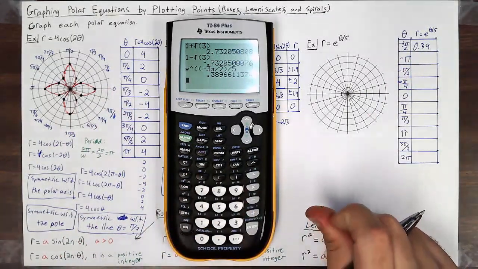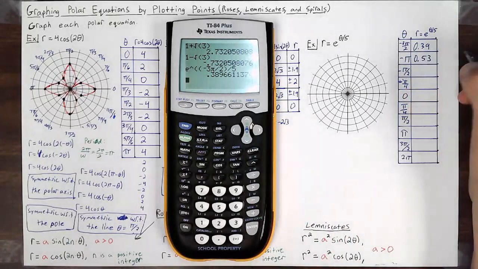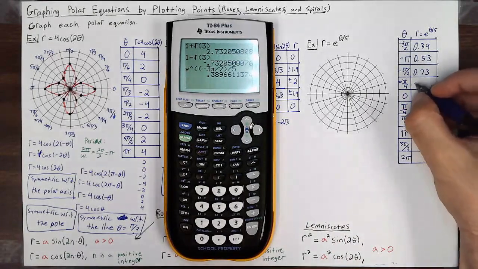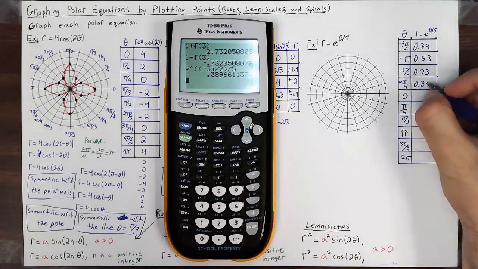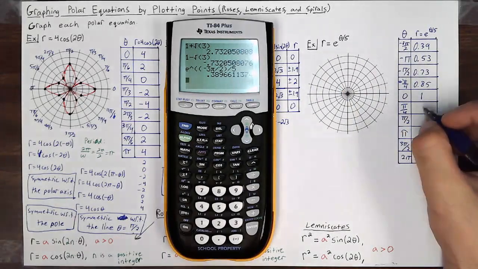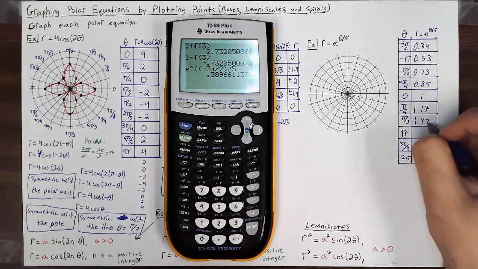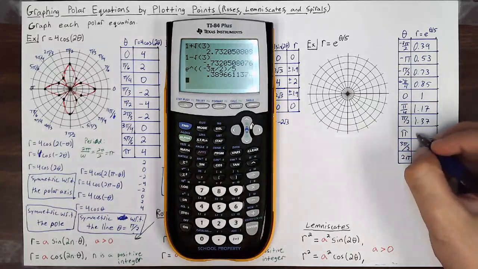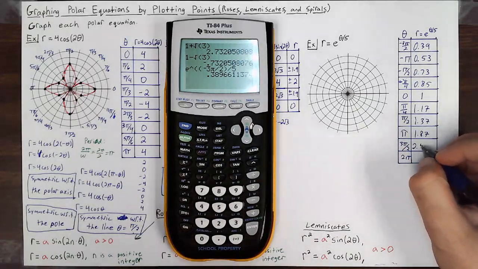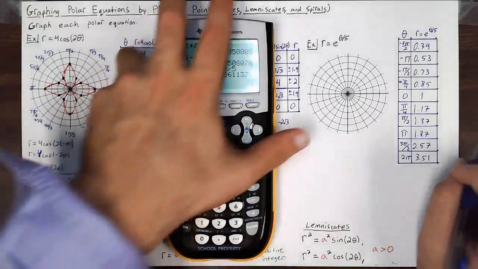And just to save a little bit of time, I've calculated these ahead of time. So 0.53, 0.73, 0.85. And then e to the 0 is always going to be 1. And then 1.17, 1.37, 1.87, 2.57, and then 3.51. So I'm going to go ahead and start to plot these.